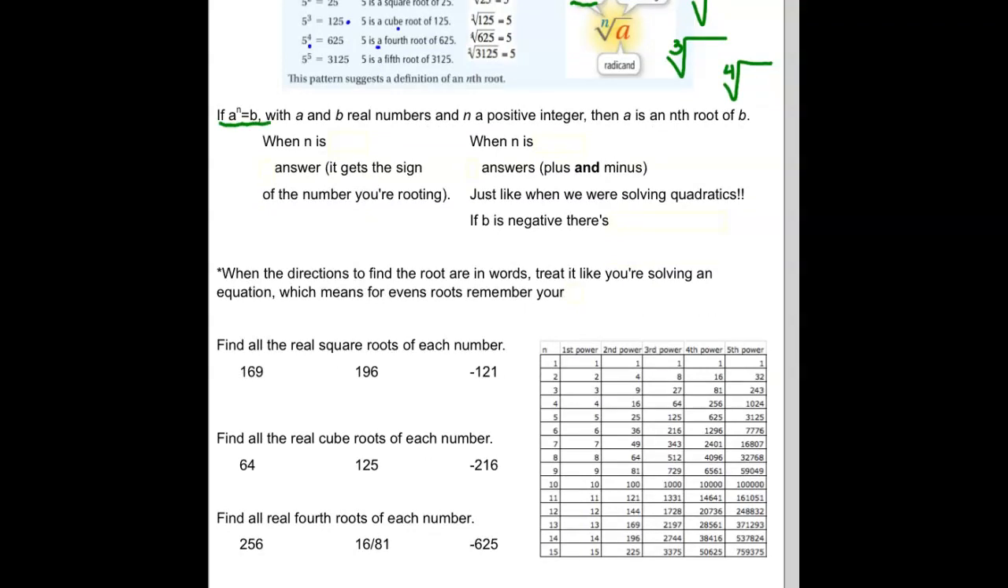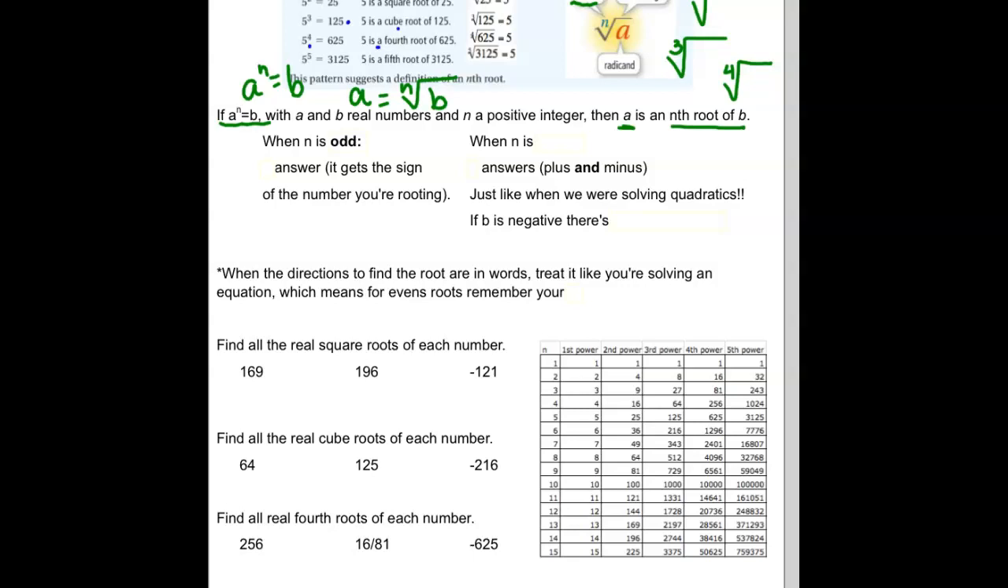Our definition says if a to the nth power equals b, and they're both real numbers, and n is a positive integer, then a is considered the nth root of b. So if a to the nth power is b, then a is the nth root of b.